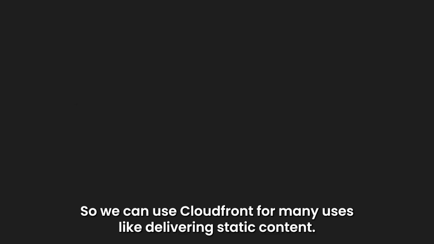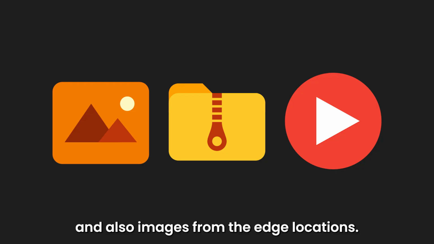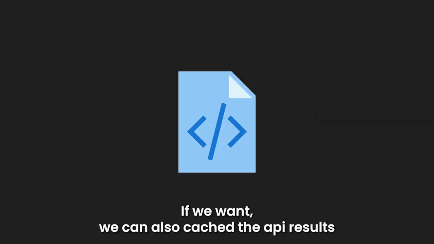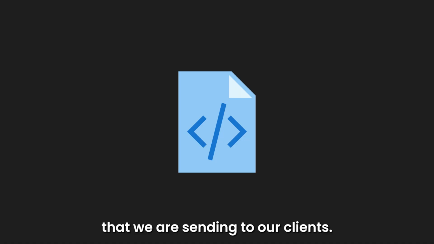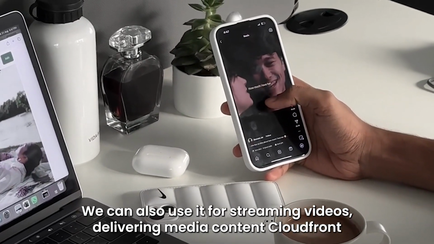So we can use CloudFront for many use cases like delivering static content like HTML, CSS, JavaScript, and also images from the edge locations. If we want, we can also cache the API result that we are sending to our clients. We can also use it for streaming videos and delivering media content.